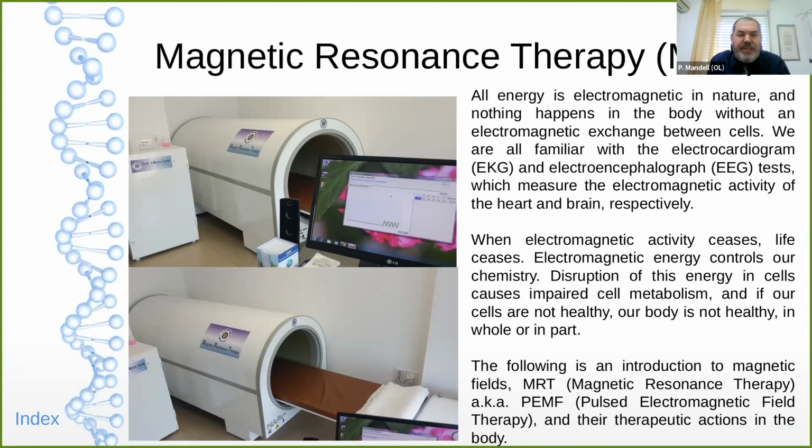This is a device that we use at Quantum Medical Center here in Israel. This device is the only one in the world that both pulses the electromagnetic fields, of which we control the frequencies and the waveforms. It also is able to rotate the field clockwise or counterclockwise, depending if you want to affect the sympathetic or parasympathetic nervous system.